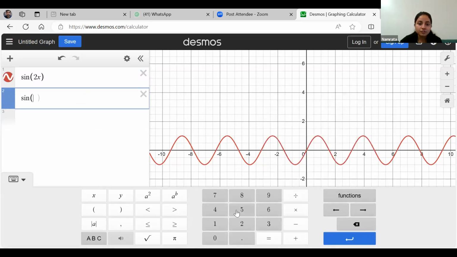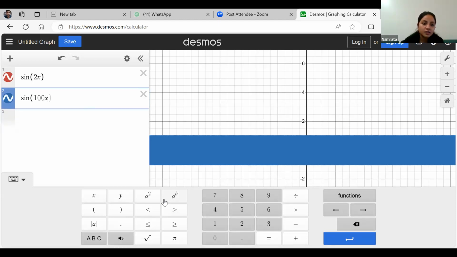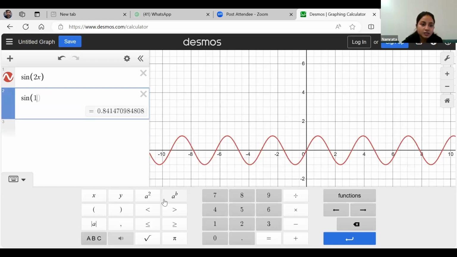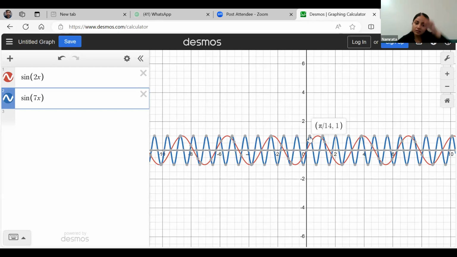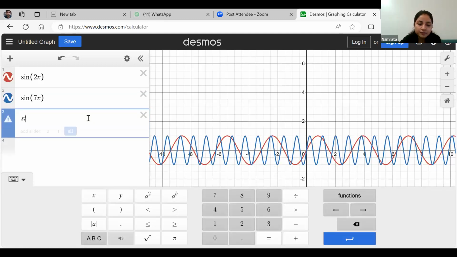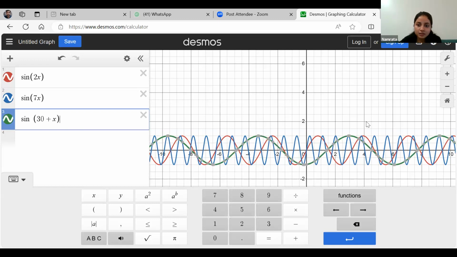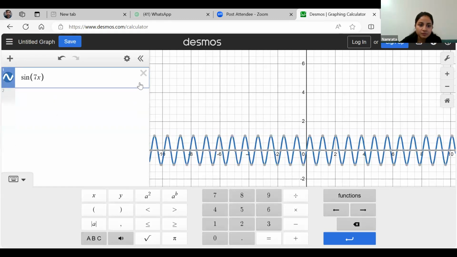If we have sine of, let's say, 100x, this is such a large number I have taken, let me take a smaller number, 7x. Can you see the blue graph? On the y-axis, the maximum value is 1 and the minimum value is negative 1, right? If I take sine of 30 degree plus x, see the green graph. Let me remove the previous two.